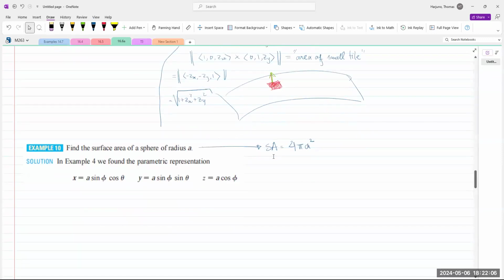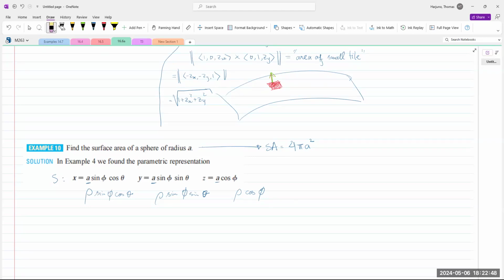Here we represent this surface parametrically by the spherical coordinate system method. It's supposed to be rho sine phi cosine theta, rho sine phi sine theta, and then rho cosine phi, right? Usually, but because the radius is a, we change the rho to a.